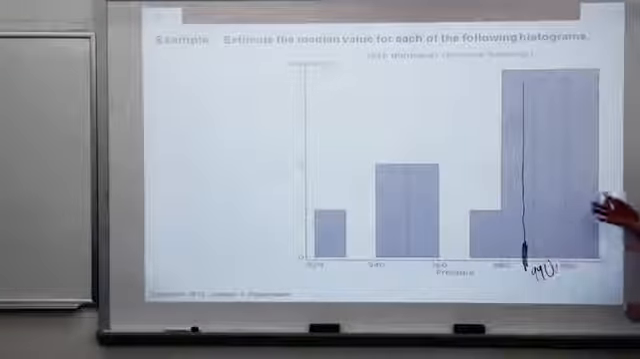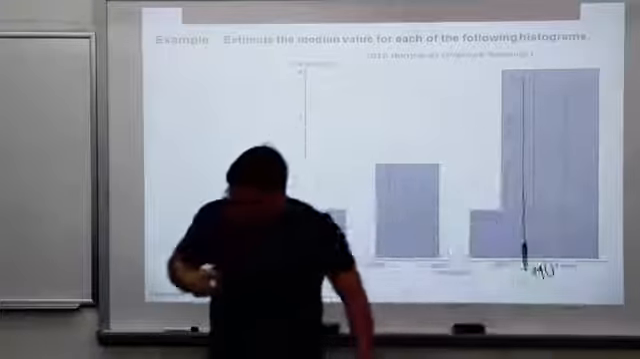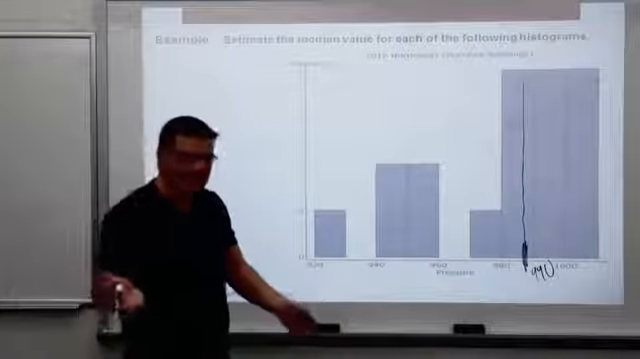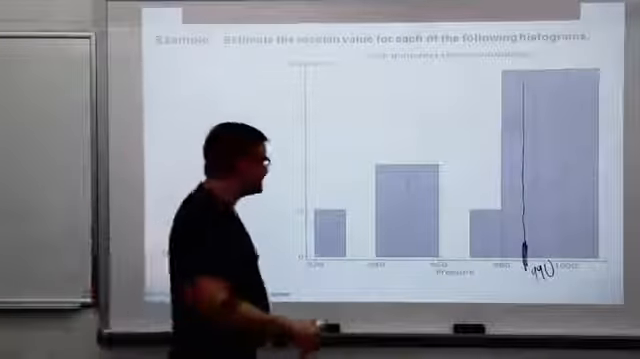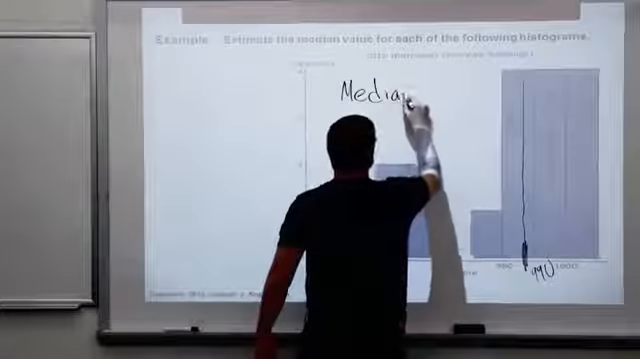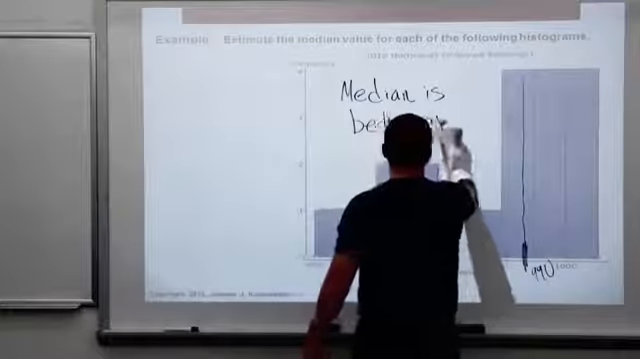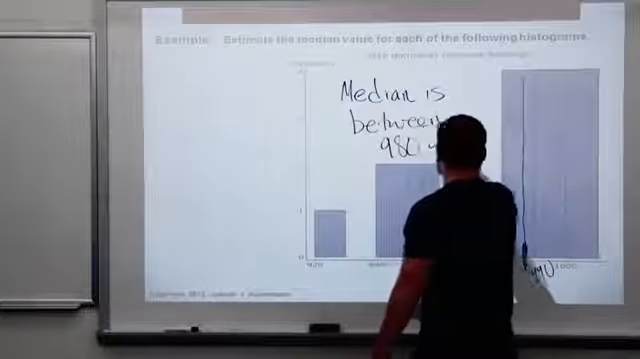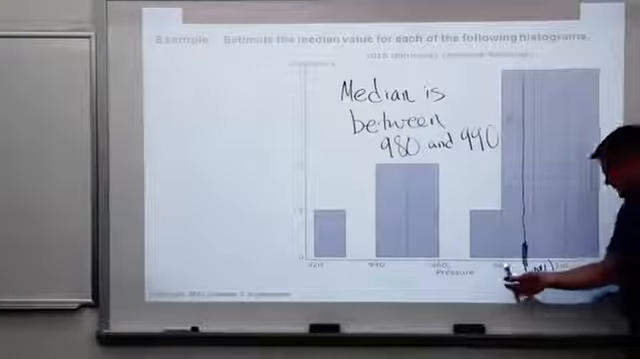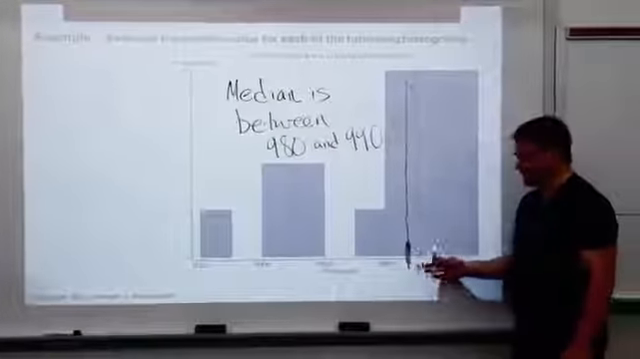I couldn't even regenerate it from the data set. But I'll tell you what I wrote in my notes. I took the easy way out. I said the median's between 980 and 990. So if you tell me split the difference and just call it a 985, you're safe.